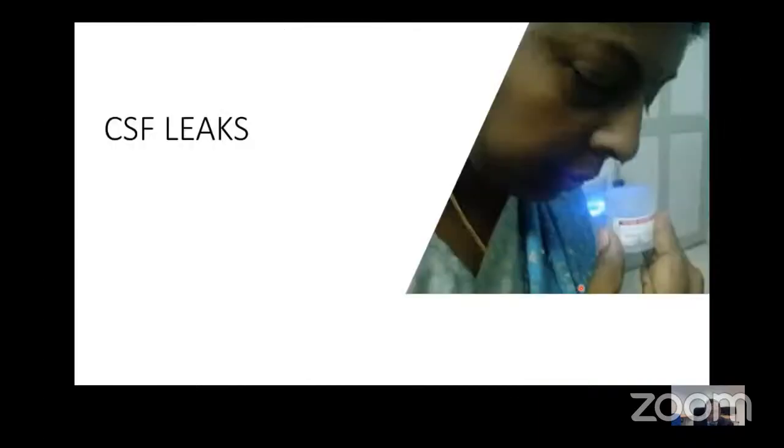Now we'll go to the next section on CSF leak. Here is a patient with a right-sided unilateral nasal discharge. So the key questions are: one, is this fluid CSF? Two, where is the defect? And three, is there any herniation of the orbital contents through the defects? So these are the three main questions we ask ourselves.